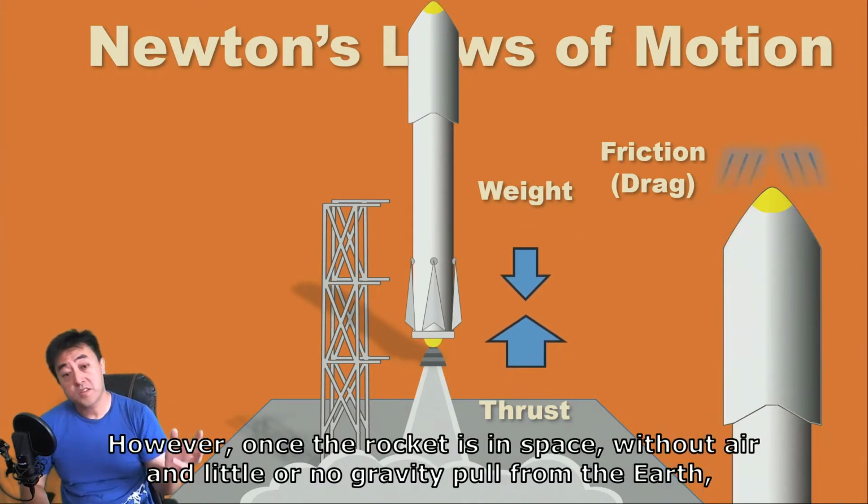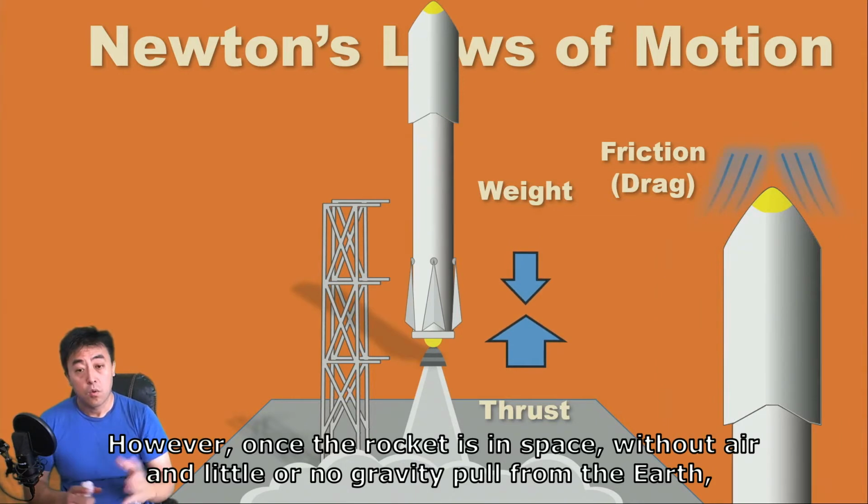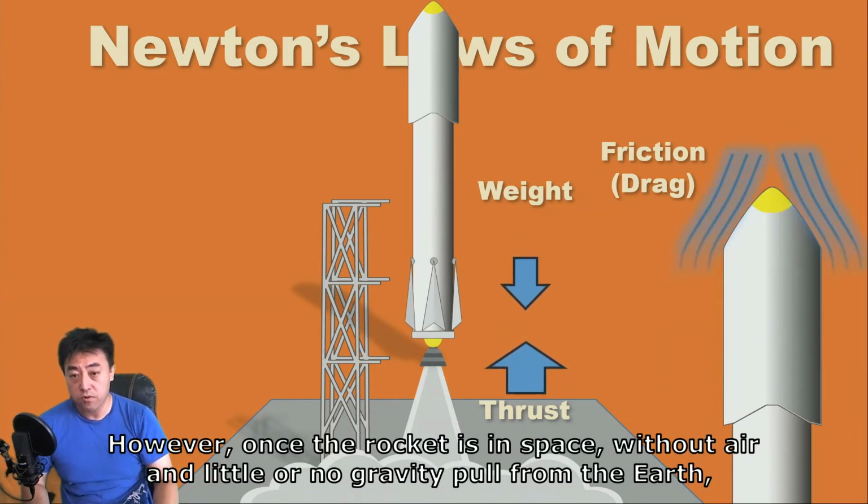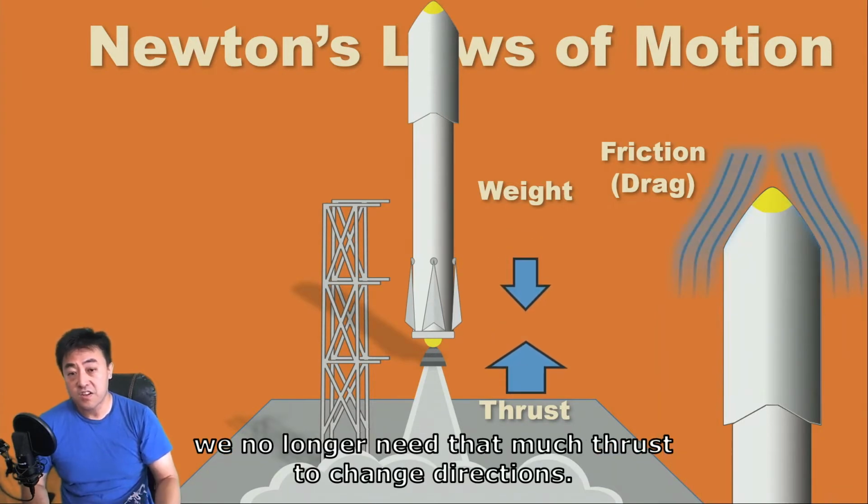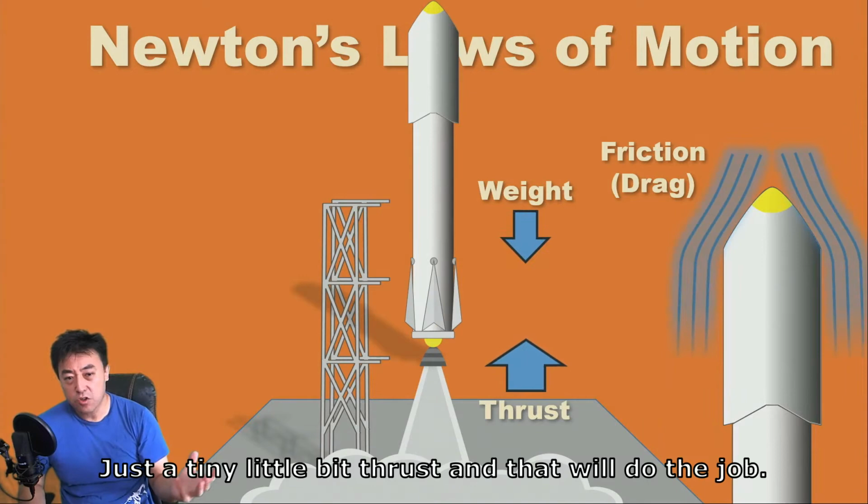However, once the rocket is in space, without air, there's little or no gravity pull from the Earth. We no longer need that much thrust to change directions. Just a tiny little bit of thrust, and that will do the job.